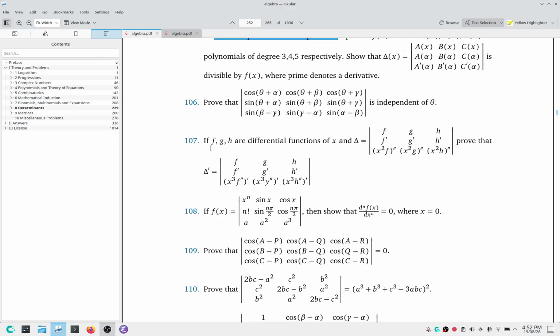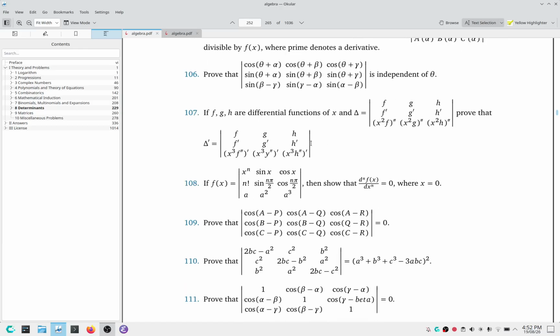Question 107 says that if f, g, h are differentiable functions of x and delta is equal to the determinant with rows f, g, h; f prime, g prime, h prime; x square f double prime, x square g double prime, x square h double prime, prove that delta prime is equal to the determinant with rows f, g, h; f prime, g prime, h prime; x cube f triple prime, x cube g triple prime, x cube h triple prime. Okay, so this is what we have to prove.